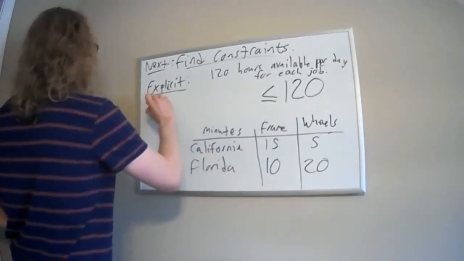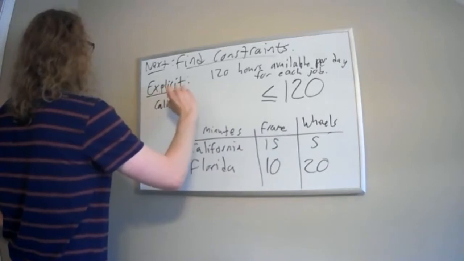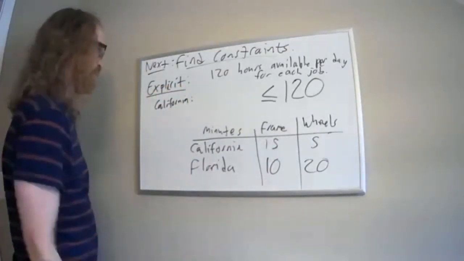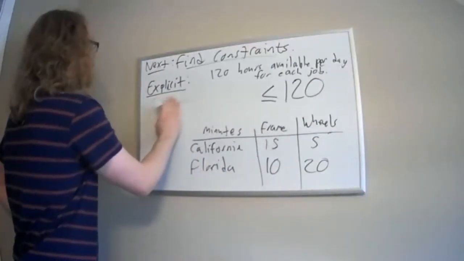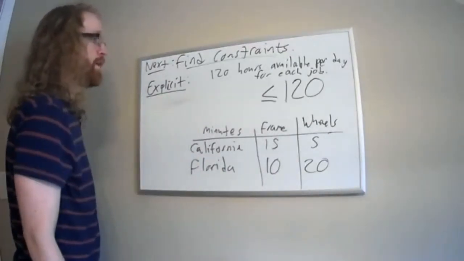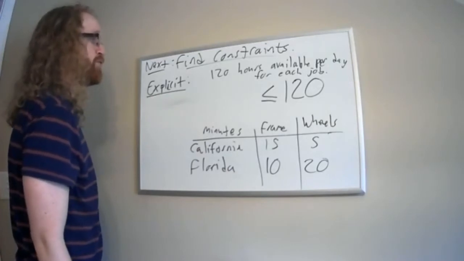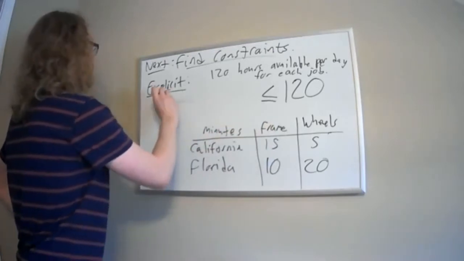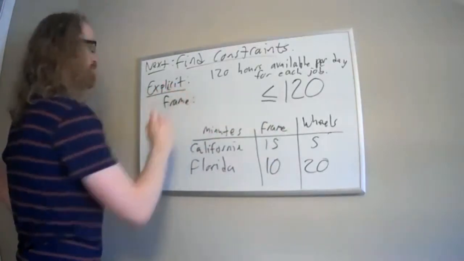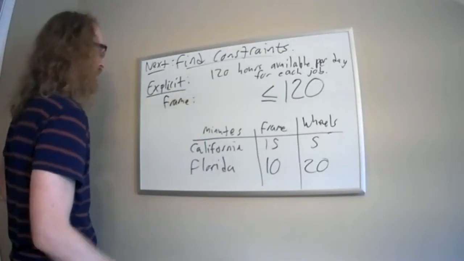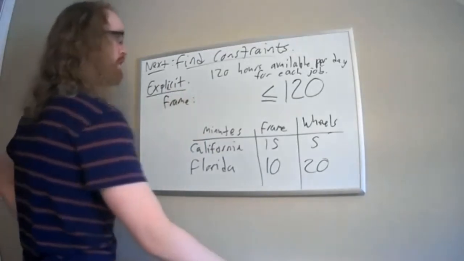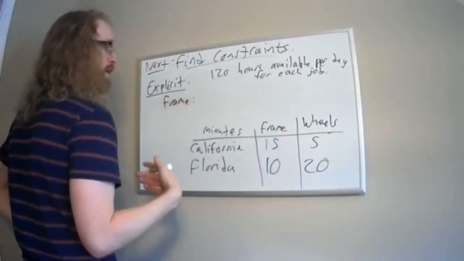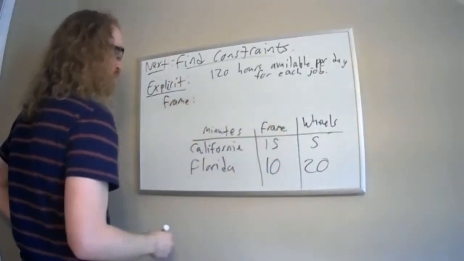So there'll be like a California inequality. And what's that going to tell me? Well, or maybe not, sorry. Let's back up. I have 120 hours per day available for each job. So what I should have is an inequality for each job. I should have a frame inequality. This makes more sense. And then I should also have a wheels inequality. So what do I want to say? Let's look at frames. How can I tell how much time I'm spending on frames between the 2 models?